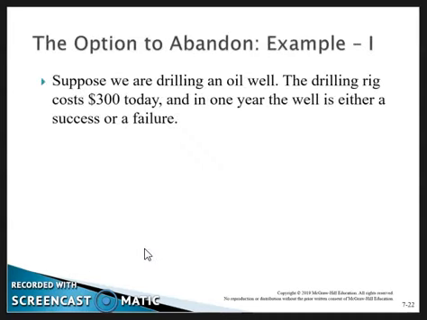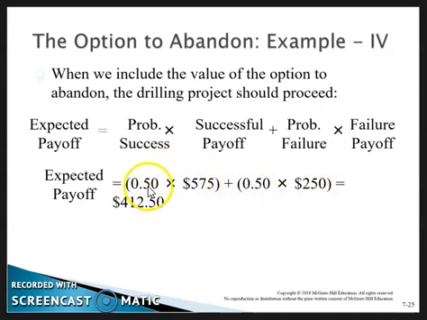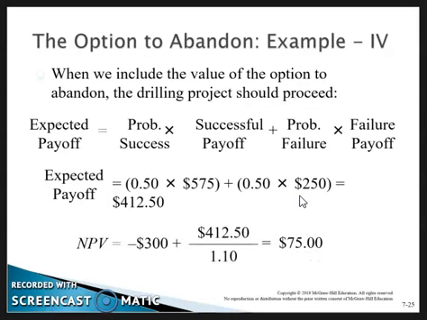So when we include the value of the option to abandon, the drilling project should succeed. With a 50% probability of success and 50% probability of failure, we're going to have an expected payoff of $412.50. We still have the $575 for the successful outcome, but we put the $250 in for the sale of the rig. That gives us a value of $412.50. That replaces our $287.50 in our NPV calculation, and we end up with a positive NPV project.